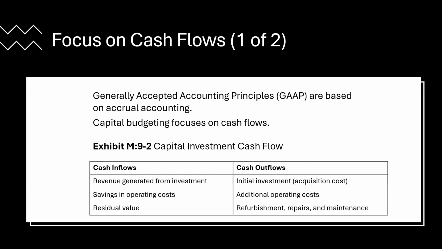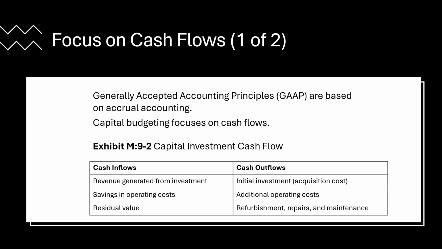Here in this exhibit, it provides you with a summary of the common cash inflows and outflows with capital investments. Now, while GAAP relies on accrual accounting, capital budgeting emphasizes cash flows. The attractiveness of a capital asset is determined by its ability to generate net cash inflows that exceed cash outflows throughout the asset's useful life.